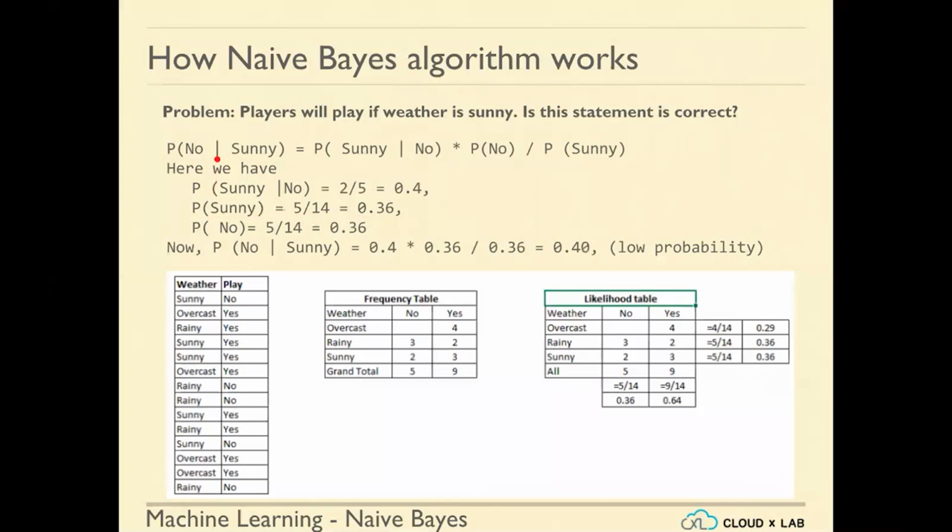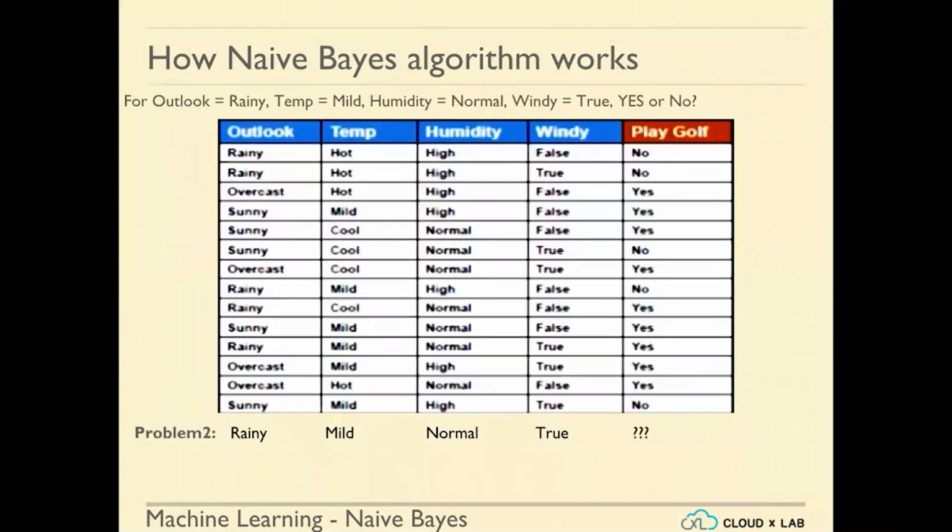Similarly here, what we are doing is the probability of no if it was sunny. The same method that we applied earlier, we are applying again, and this way we can calculate the probability of saying no when it was sunny, okay?